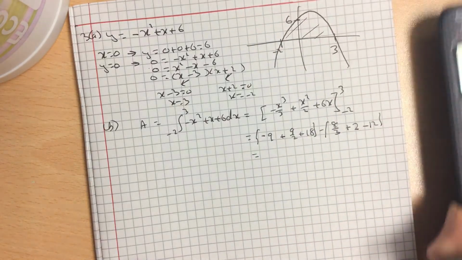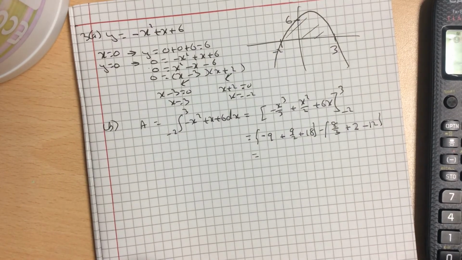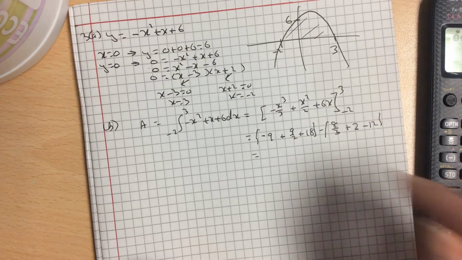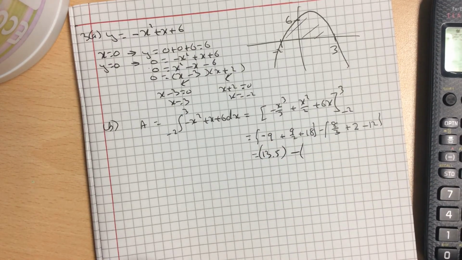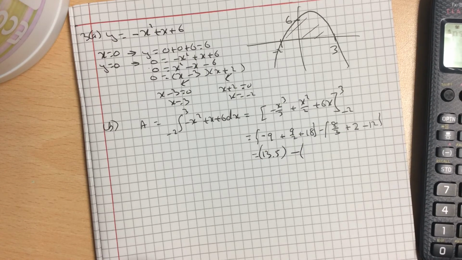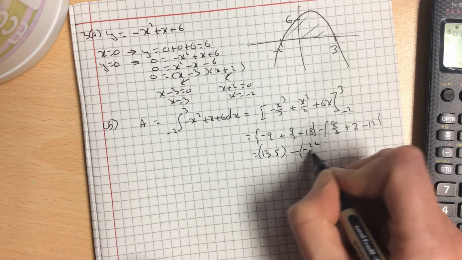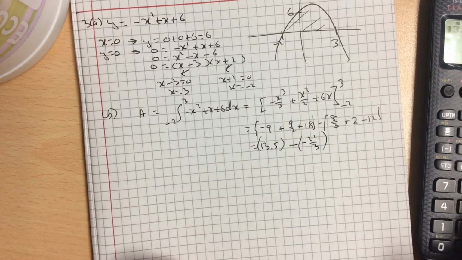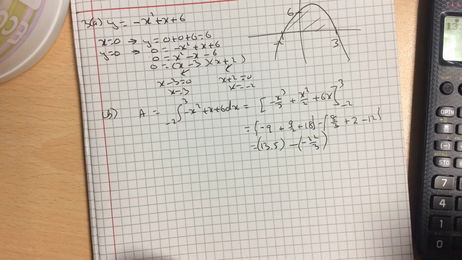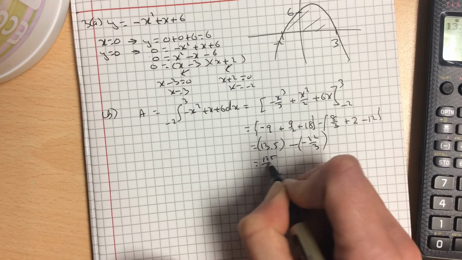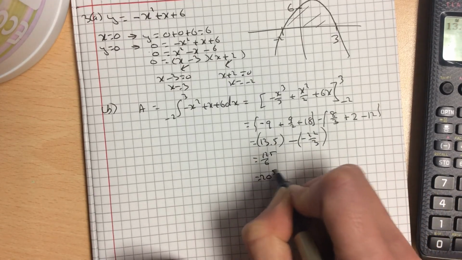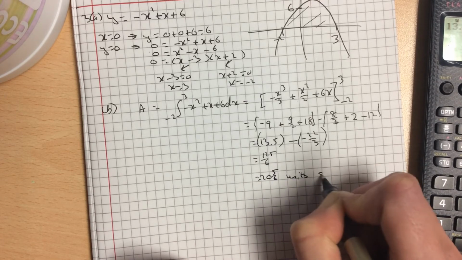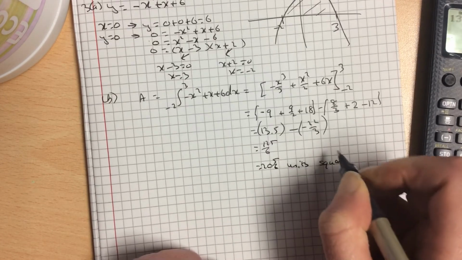So just working this out in the calculator here. Minus 9 plus 4.5, add 18, gives you 13.5 for the first one. Take away 8 over 3, add 2 minus 12, gives you minus 22 over 3 for the second one. So those two minuses become a plus, giving you an area of 125 over 6, which is 20 and 5/6 units squared. Okay, and the last one.